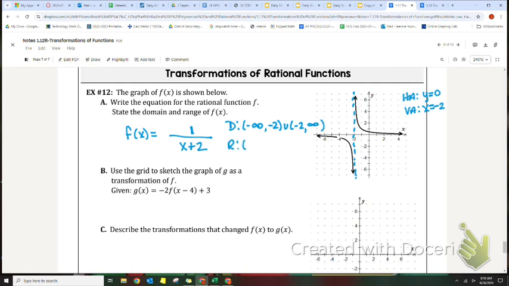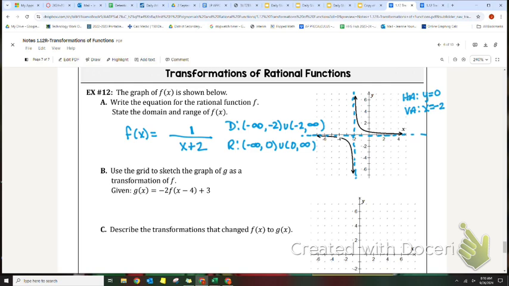Our range keeps going down, so it's -infinity, and it's going to go up, and this time it does not cross that horizontal asymptote, so it's going to go to 0. It's going to jump over it and 0 to infinity because it keeps going up. I'm sorry, now for B. It says use the grid to sketch a graph of G as a transformation of F, given that G of x is equal to -2 f of x minus 4 plus 3.